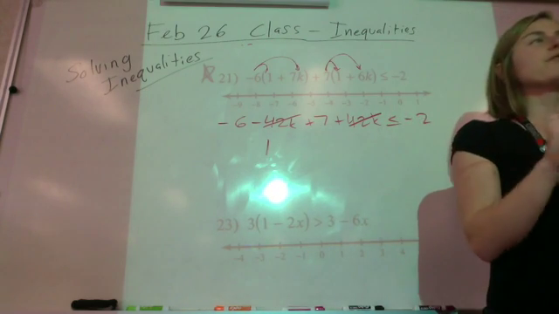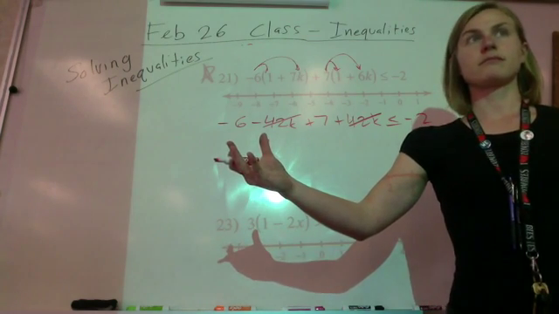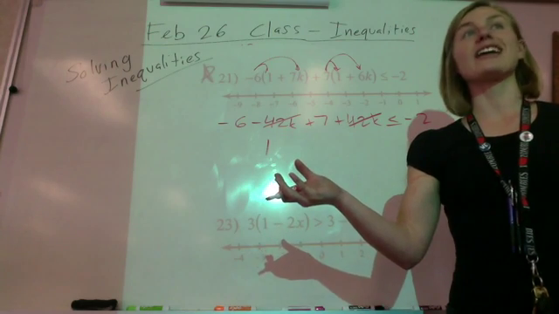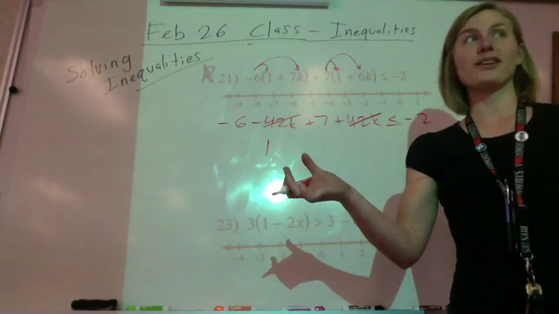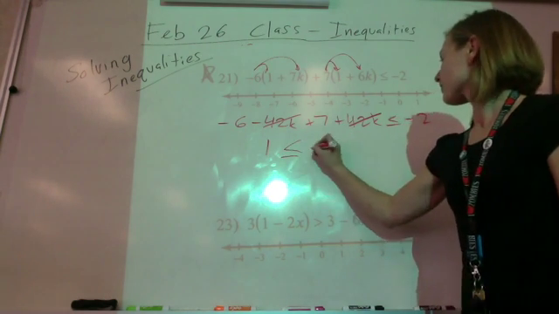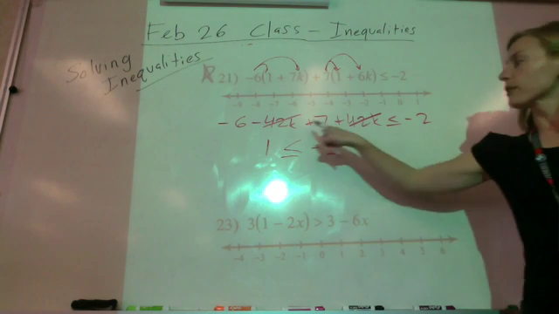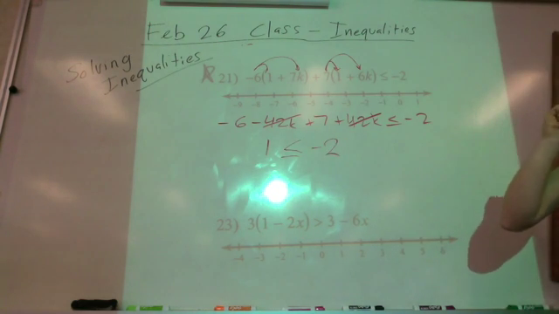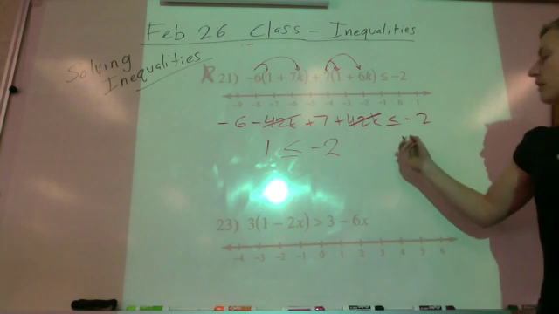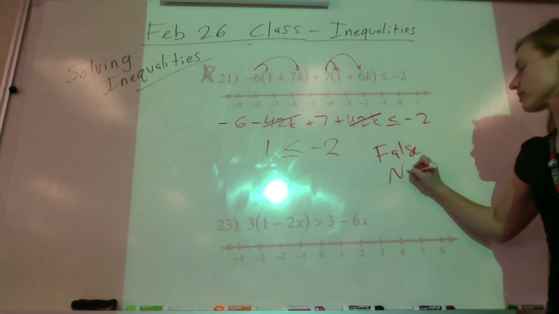Now, anytime your variable cancels out, you already know it's going to be one of two things. It's either going to be no solution or infinite. Those always come back. So the 42k cancels out. She did it with the other one. So automatically with the k's canceling out, it's either going to be infinite or no solution. Now, is this a true statement? No, it's not. So because it's false, what do we call it? No solution.